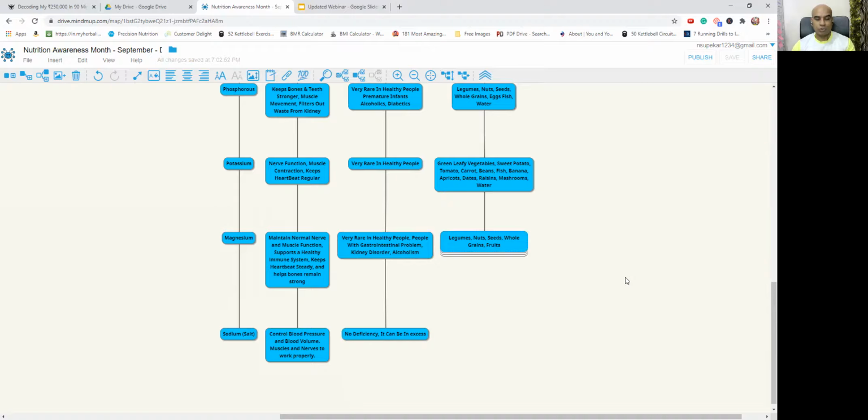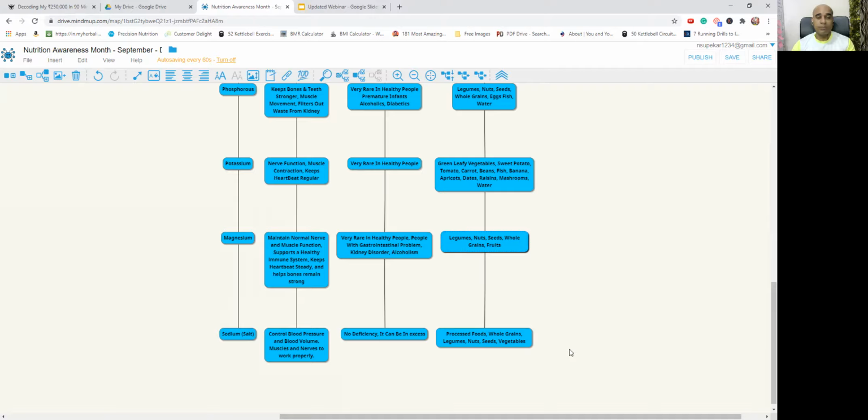So what are the sources of it? As mentioned, processed food is the main source of salt or sodium. Then even whole grains, legumes, nuts, seeds, and vegetables also contain sodium, sodium as in the natural form of salt. Salt is a processed item.